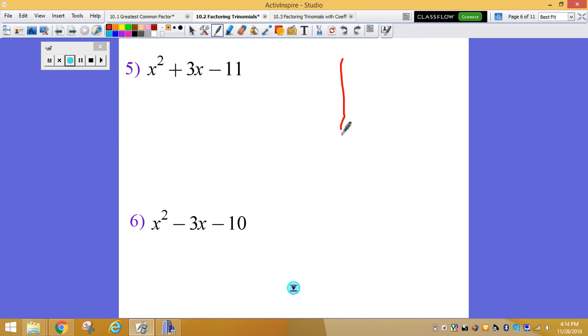All right, let's do this one. First times last is negative 11x squared. Your middle term is 3x. So I could do 1 times 11. And the only way to get a negative is if one of them's negative and one's positive. So I'm going to do negative 1 and 11. I'm going to do 1 and negative 11. If I add these, I get 10. If I add these, I get negative 10. Well, neither of those add up to 3, so it's not factorable.